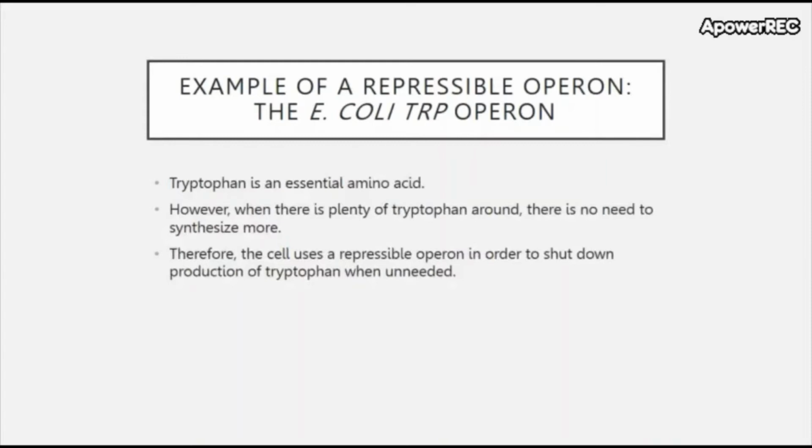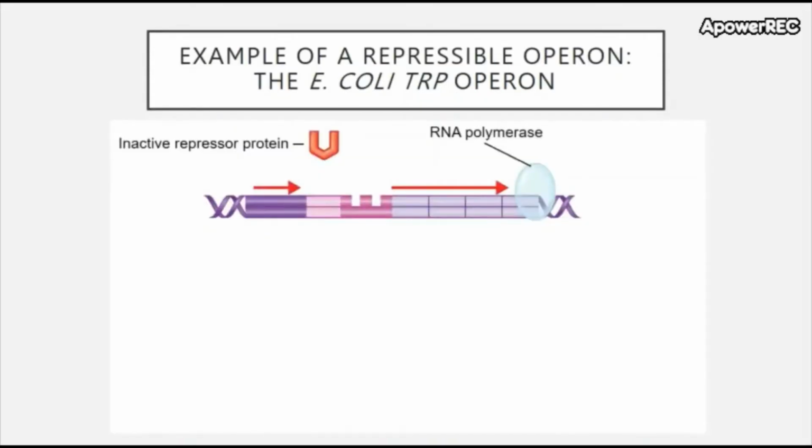Tryptophan is an essential amino acid. However, when there is plenty of tryptophan around, there is no need to synthesize more. E. coli can just take tryptophan from the environment instead of trying to synthesize it itself. Therefore, the cell uses a repressible operon, not an inducible operon. Remember, that was for inducible genes. This one is a repressible operon in order to shut down production of tryptophan when tryptophan is not needed.